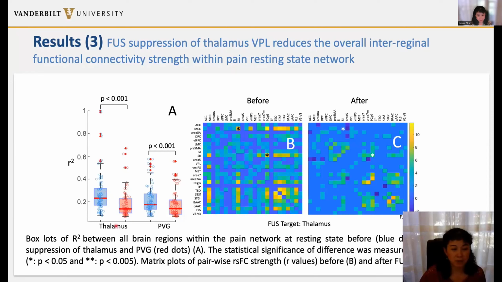Whether the thalamus was suppressed or the VPL nucleus was stimulated, this data again shows that when one of the brain regions, like the thalamus, in the pain network is perturbed by suppressive ultrasound pulses, the entire pain network changes, the organization of the pain network changes, and the inter-area connectivity strengths all become weaker.